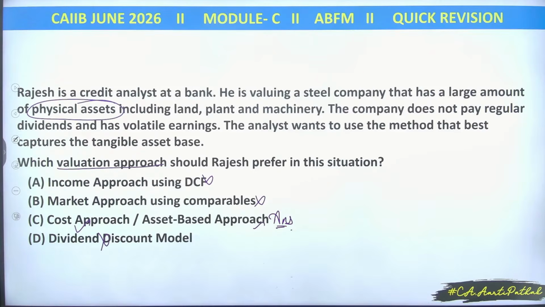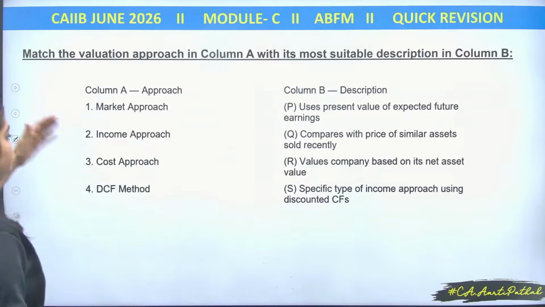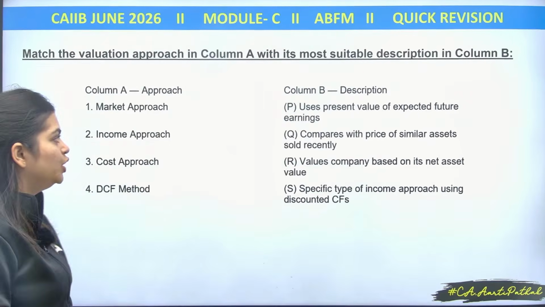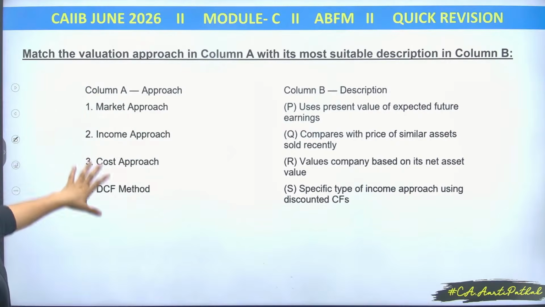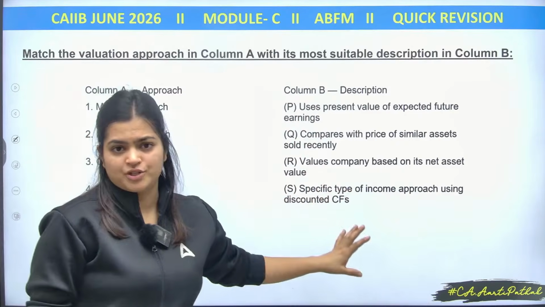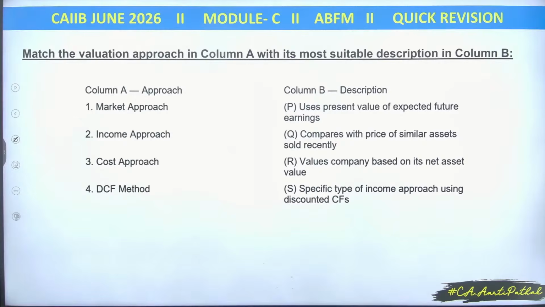Very good, everyone. Okay, coming to the next question now. Now you have a match the following. You have column A approaches and column B descriptions. Take your time and please tell me which are the correct options here.